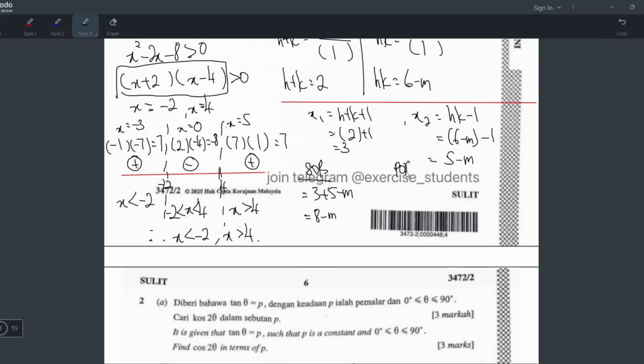Now for the POR, it will be 3 times 5 minus m, which is like that. And now you just expand, you get 15 minus 3m. Okay. All right. Now after getting the SOR and POR, you can finally use this formula, the form equation formula, this one: x squared minus SOR x plus POR equals 0.